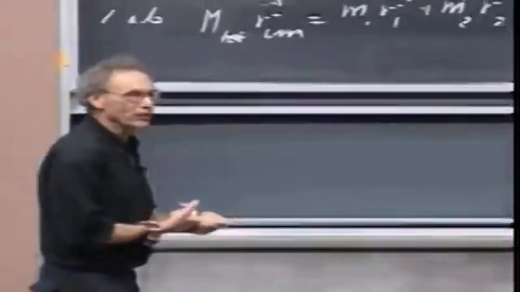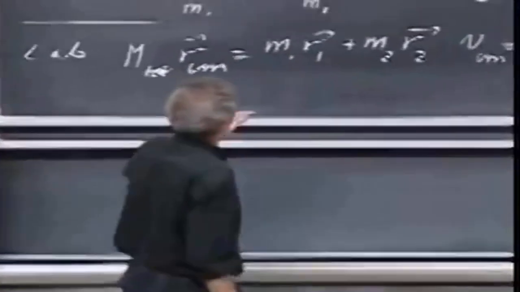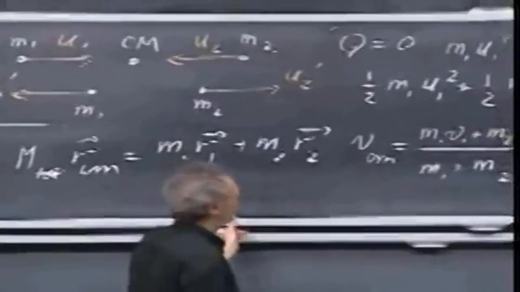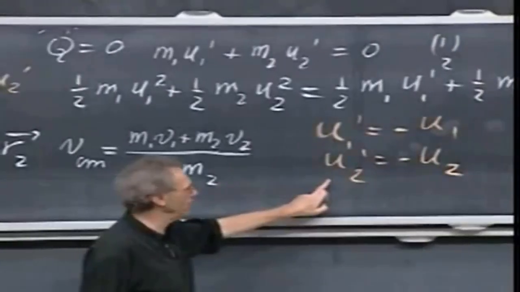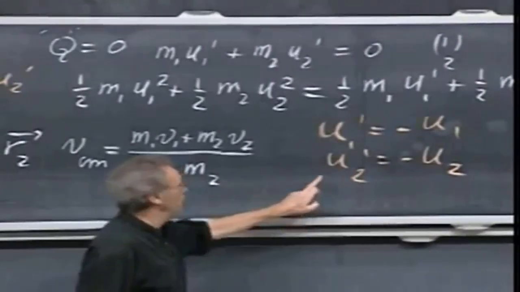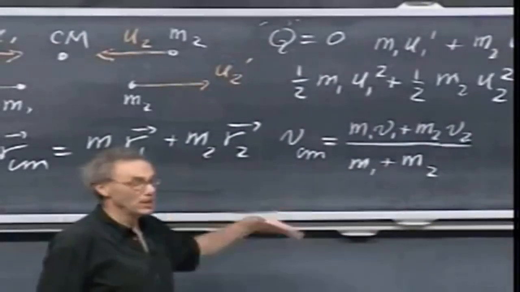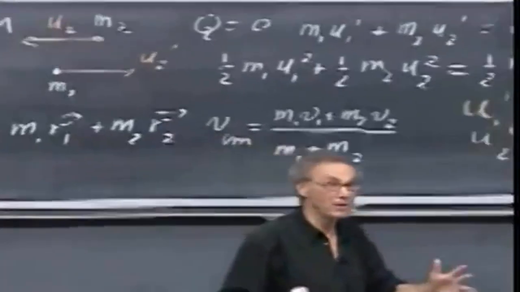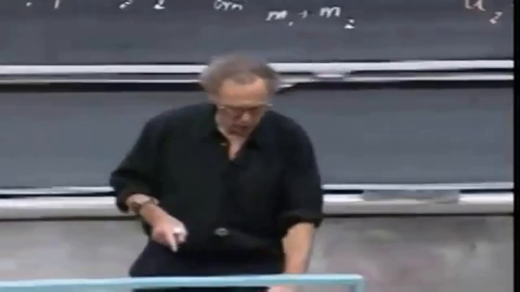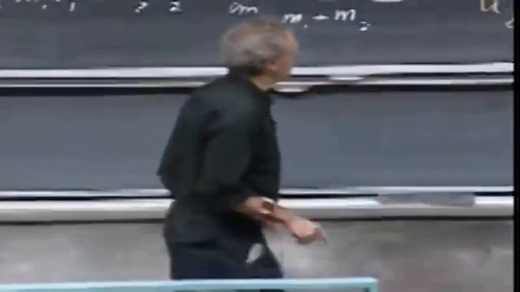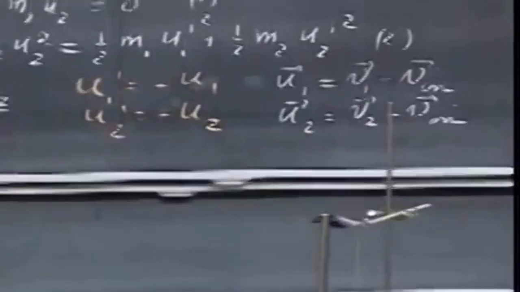Now, if you later wanted to transfer back to your laboratory frame, then of course you will have to add the velocity of the center of mass again to the u1 prime, and you have to add the velocity of the center of mass to the u2 prime. The velocity of the center of mass has not changed as seen from your frame of reference, because the velocity of center of mass is always the same, remember, because momentum is conserved. So to get into the center of mass frame, you must subtract the velocity of the center of mass from the initial velocities. To get out of it, you must add them.